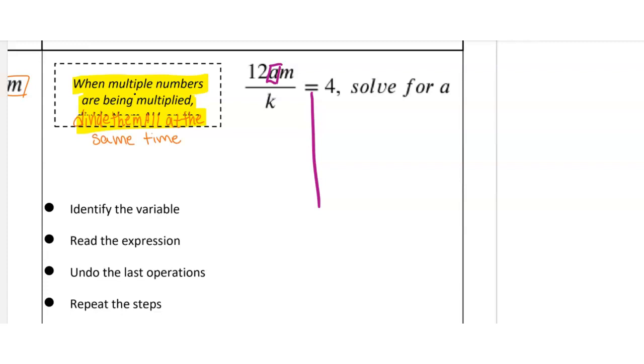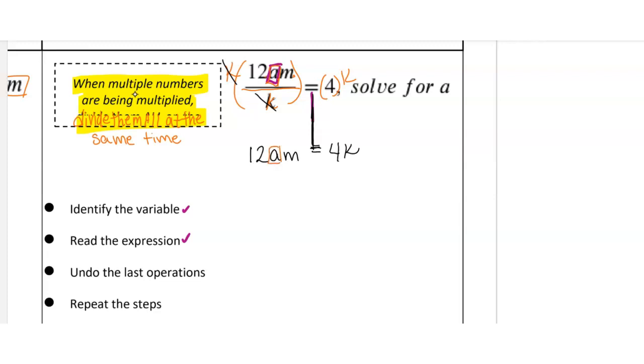So let's start with reading the expression. We've got a times 12 times m, all of it divided by k. So since the last thing we said was to divide all by k, we're going to multiply all of it by k. We're going to do it to both sides. So we're left with 12am is equal to k.